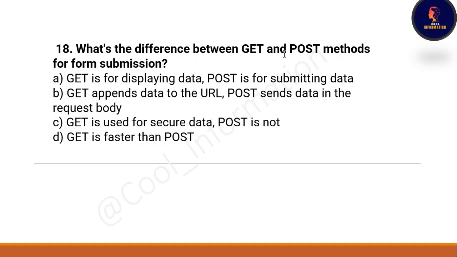What is the difference between get and post method for form submission? Option A, get is for displaying data and post is for submitting data. Option B is get appends data to the URL where post send data in the request body. Option C is get is used for secure data and post is not. And last option is get is faster than post.